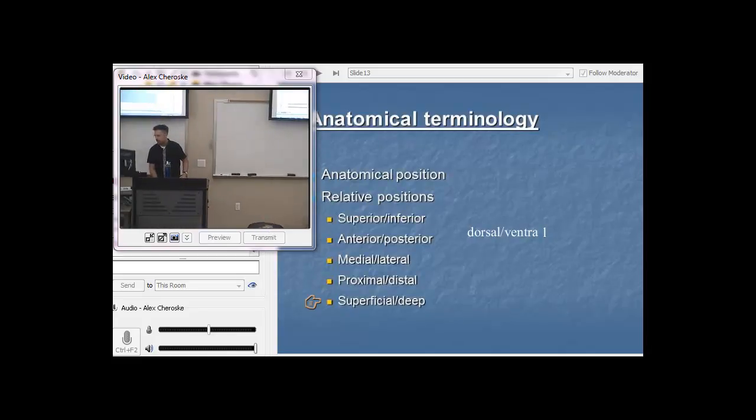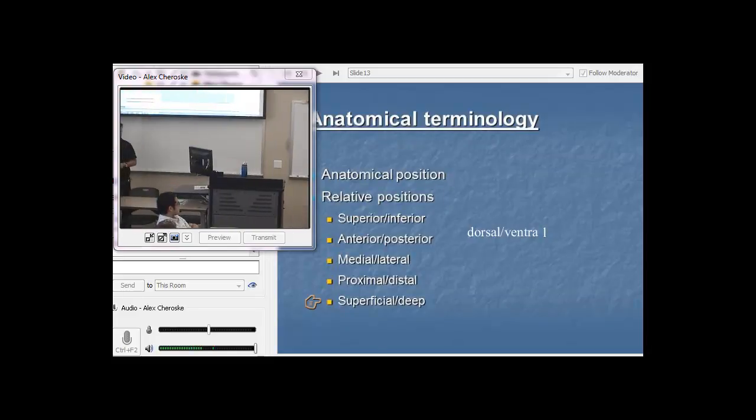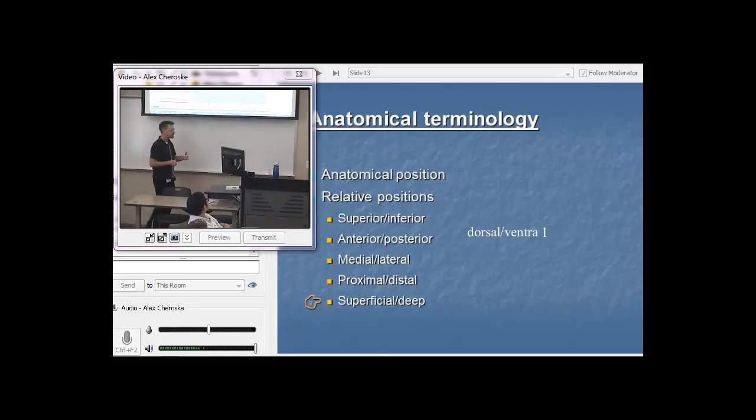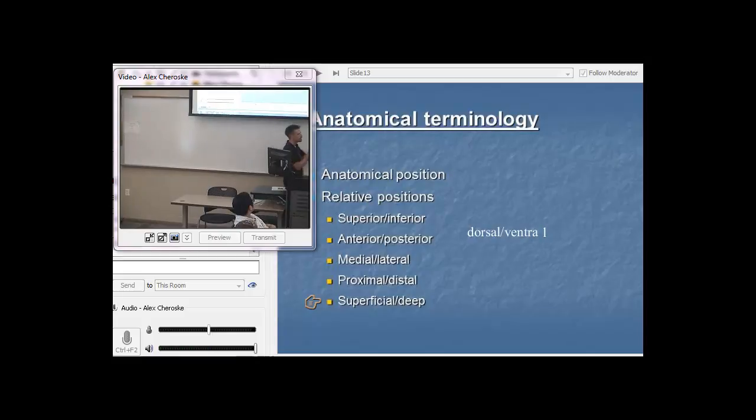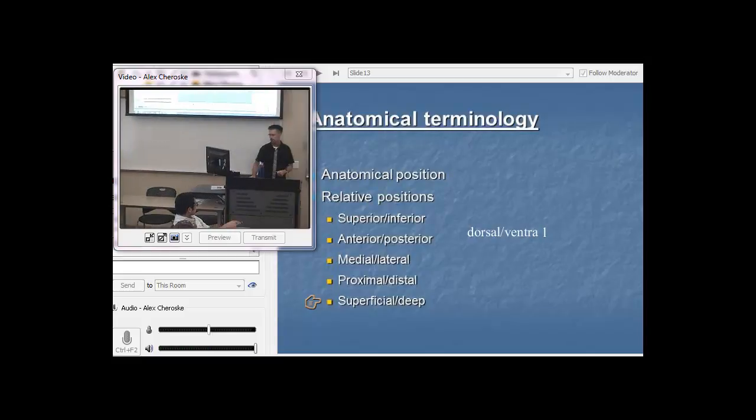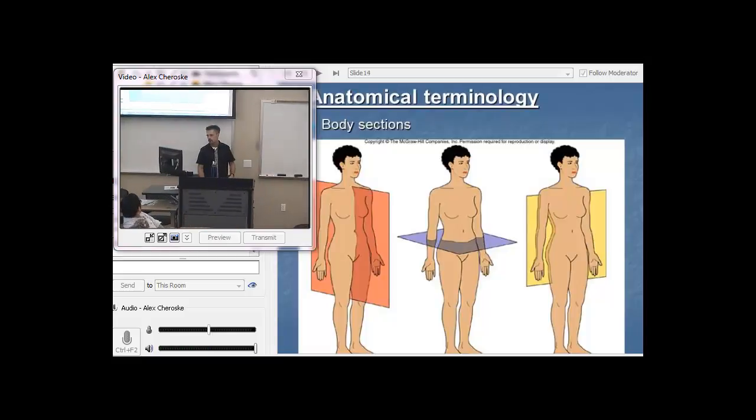Okay. And superficial and deep. That one's pretty straightforward, right? Think about cuts. Superficial cut, not so deep. So it could be into the torso, it could be into your finger. So superficial and deep are two other anatomical terms. Okay?